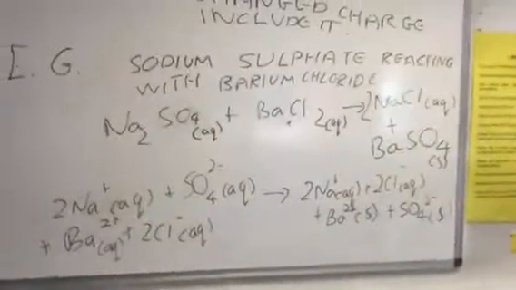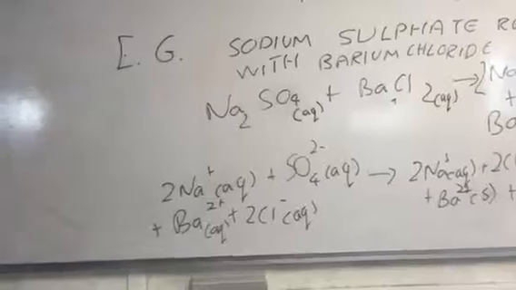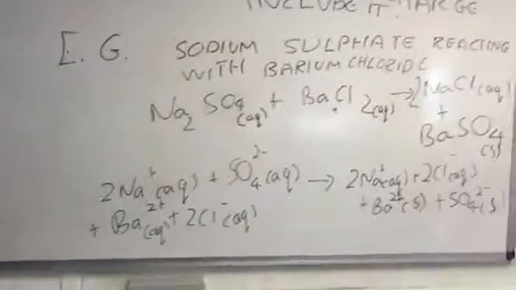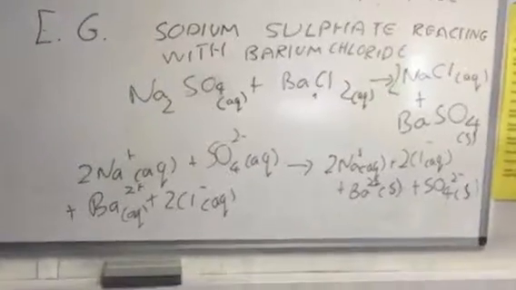What about the state? Well, I can see that my barium sulfate ends up as a solid. I can see that the barium starts off as a solution and the sulfate starts off as a solution. So I would include those ions.